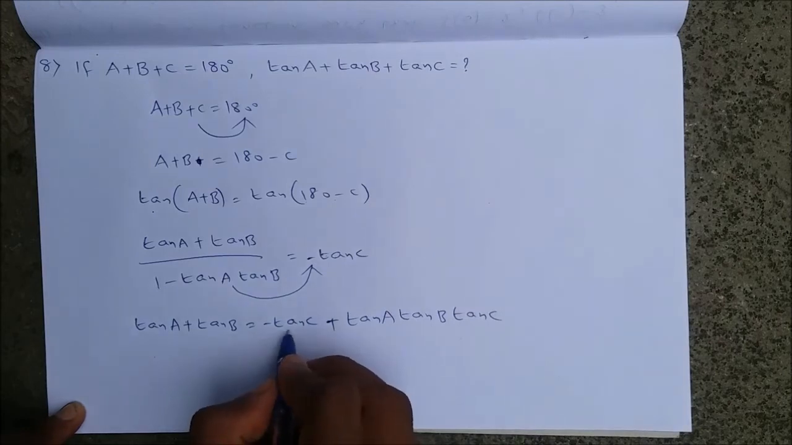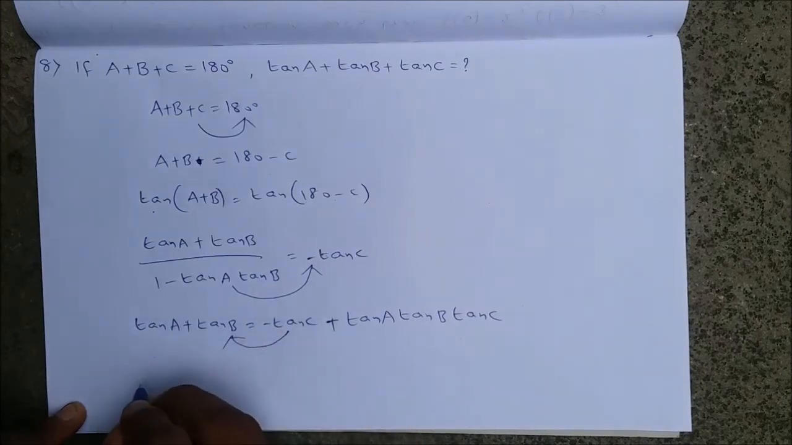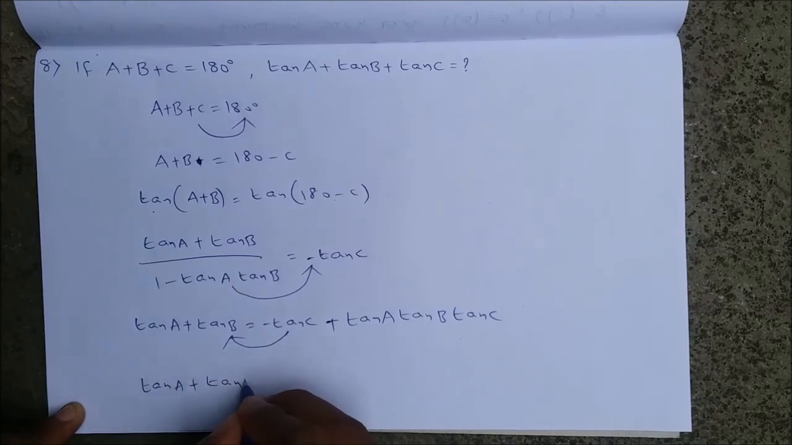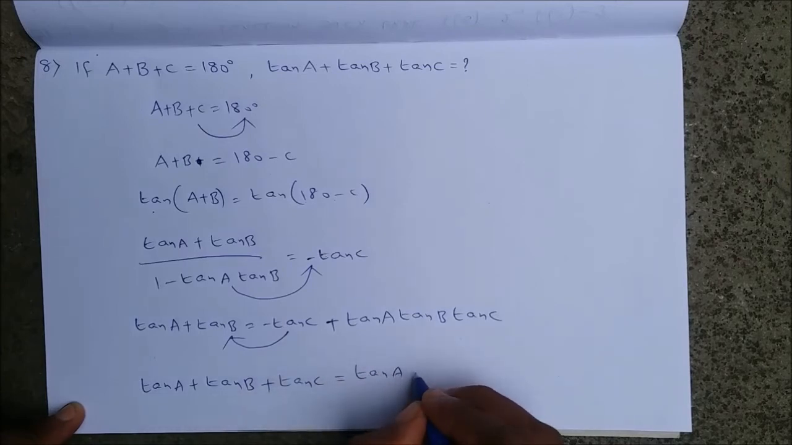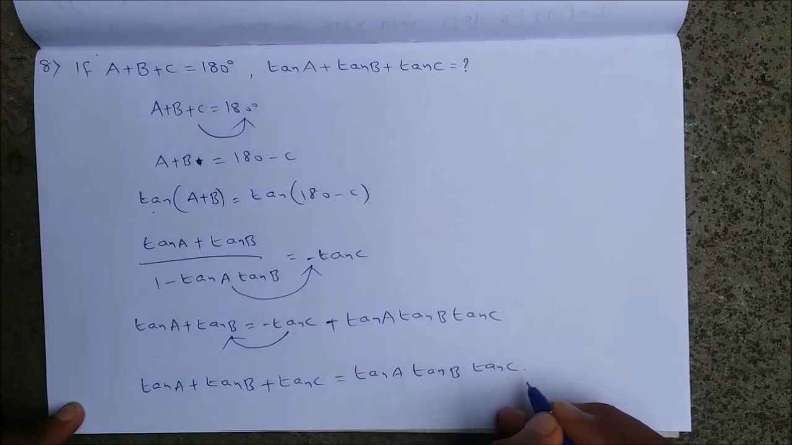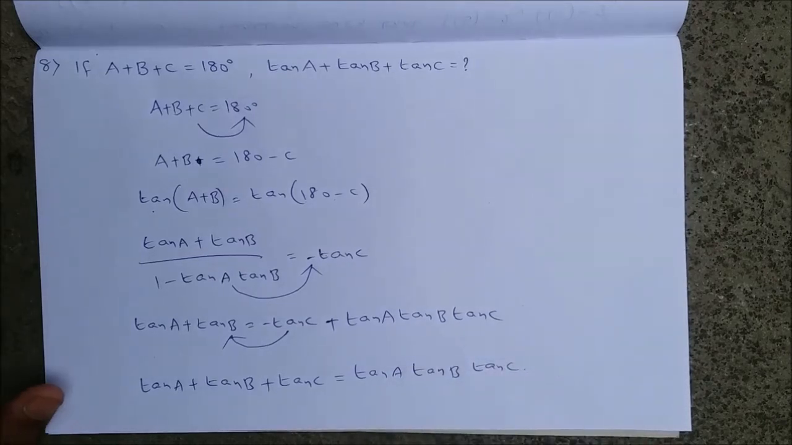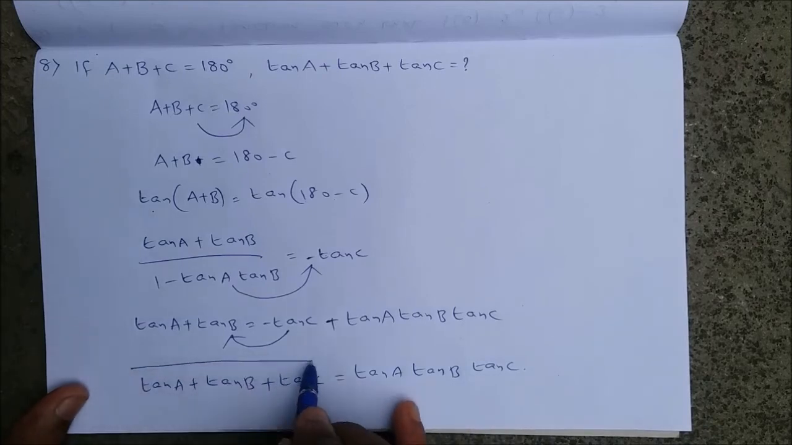This minus tan C I will take to the left side. So we remain with tan A plus tan B, minus tan C will become plus tan C, is equal to tan A into tan B into tan C. So the value of tan A plus tan B plus tan C is equal to tan A into tan B into tan C. This is one of the answers.